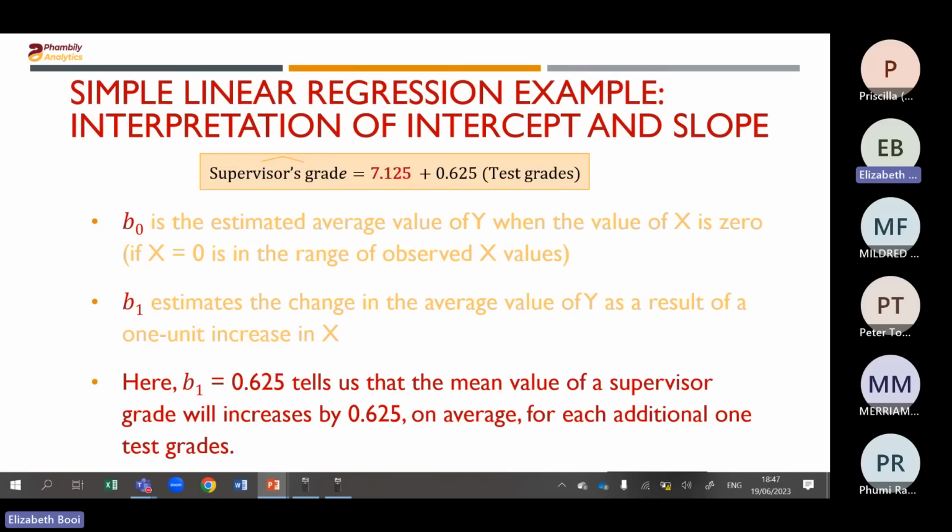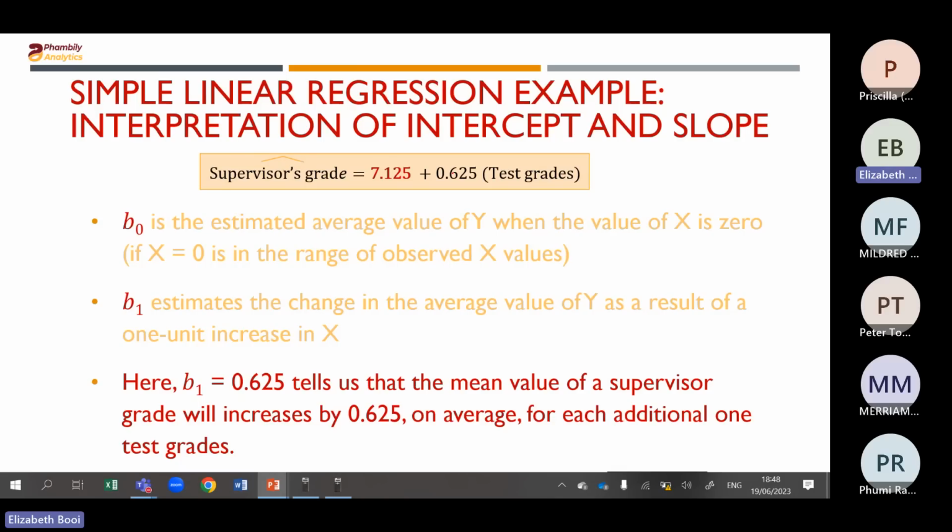Okay, so how do you interpret this? So to interpret, remember how we interpret. We will only interpret the value of B1, the slope, because remember, your intercept is where X equals 0. So we will assume that if someone didn't score anything on the test grade, then their supervisor grade will be 7.12.